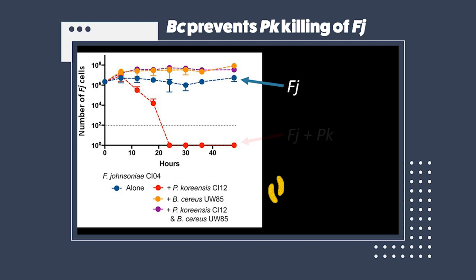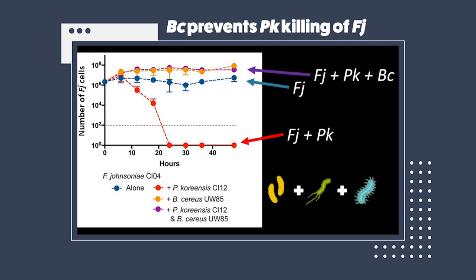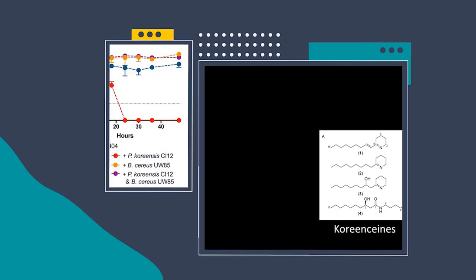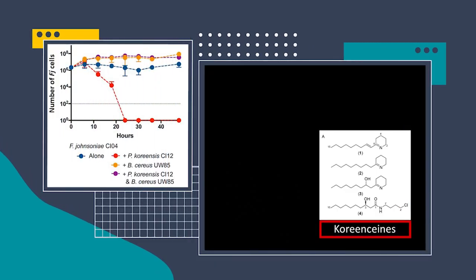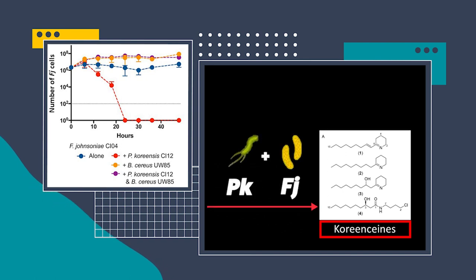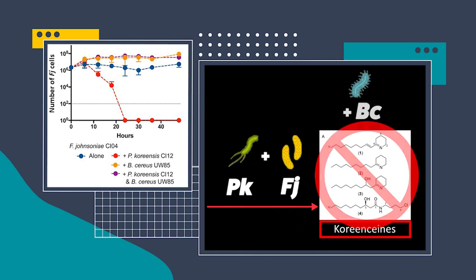But if we add PK in the red line, then you can see that over time, as indicated on the horizontal x-axis, PK will completely kill all of the FJ until FJ is no longer detectable. But if we add BC to this mixture, so we have the full three-member community in one tube, then FJ is able to grow just fine, perhaps even slightly better than it would grow on its own. And we found that the reason for this is an antibiotic set of molecules called coriensins that are actually produced by PK in response to the presence of FJ. But when we add BC, then BC prevents the production of these coriensins by PK, allowing FJ to live.